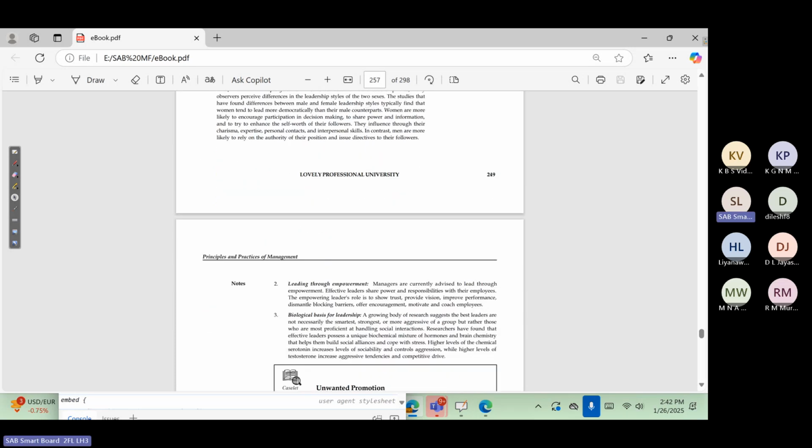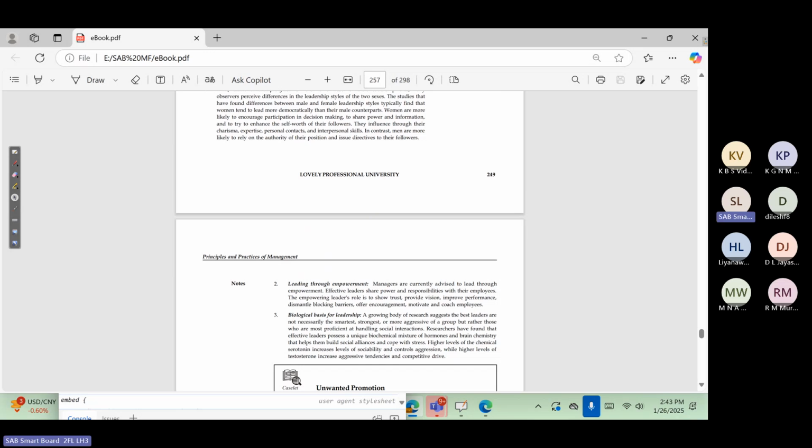That is one issue in leadership studies. Second one, leading through empowerment. Managers are currently advised to lead through empowerment. Effective leaders share power and responsibility with their employees. The empowering leader's role is to show trust, provide vision, improve performance, dismantle blocking barriers, offer encouragement, motivate, and coach employees. These are also issues, the requirements. What are the new requirements in the leadership area today?